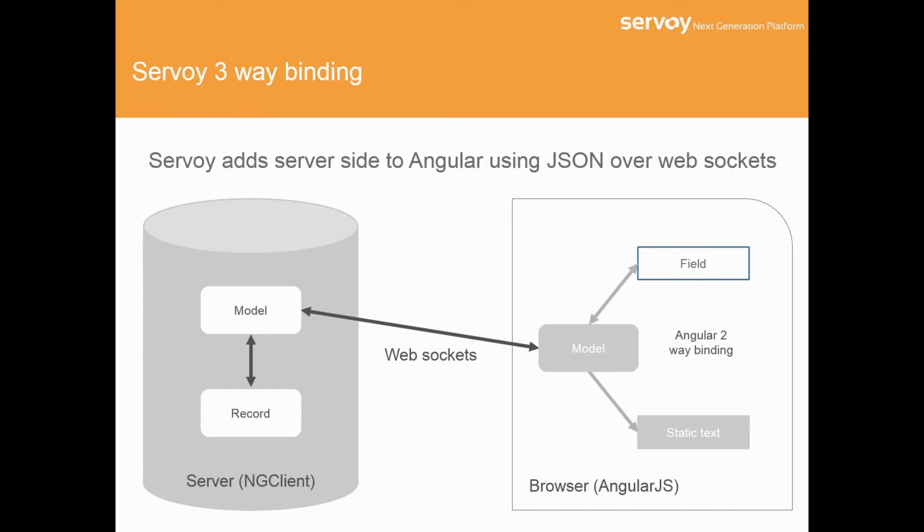Servoy now adds the server side to Angular, which is pretty spectacular once you grasp what it can do for you. We're using the WebSockets that I already mentioned to send everything that happens on the client-side model to the server. As you can see here in the graph, the server where the actual NGClient runs will keep a copy of the model. On the next slide, it becomes clear what kind of advantages that offers. And it makes sure that changes in the model are persisted in the database.